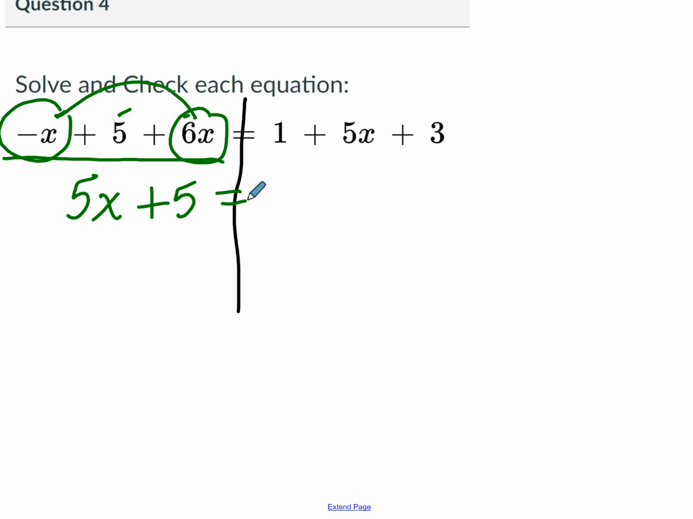Okay. Now on this side, again, there's three terms, 1, 2, 3, but the two things that go together here are the 1 and the 3. And 1 plus 3 is 4. So I'm going to write 5x plus 4.